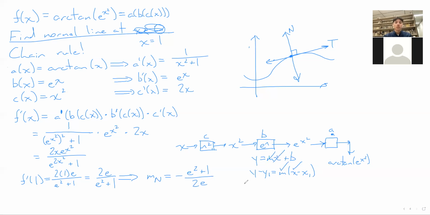And this is where it's going to get somehow even uglier. So x equals 1 means the y value you're going to get is the arctangent of e, right?